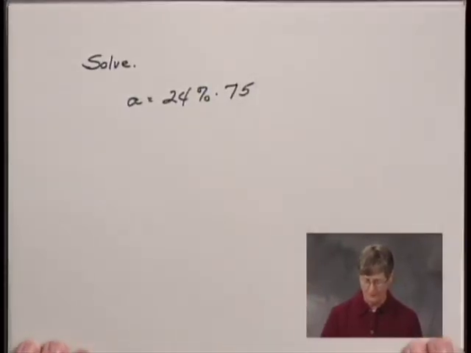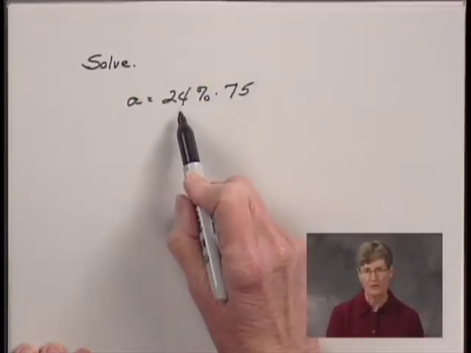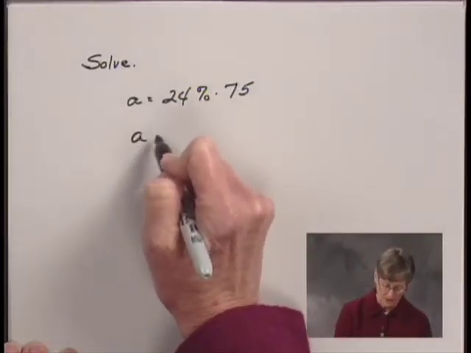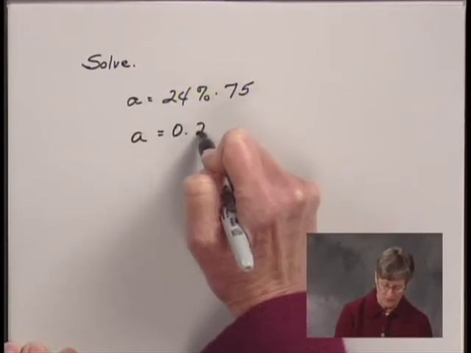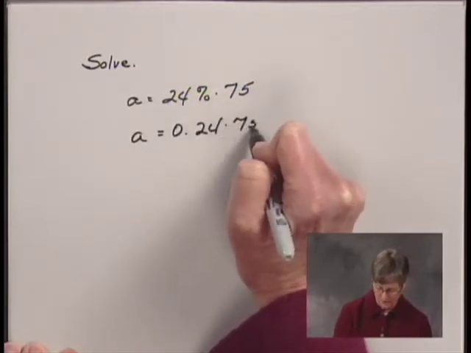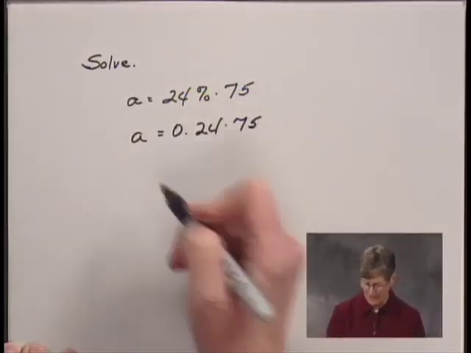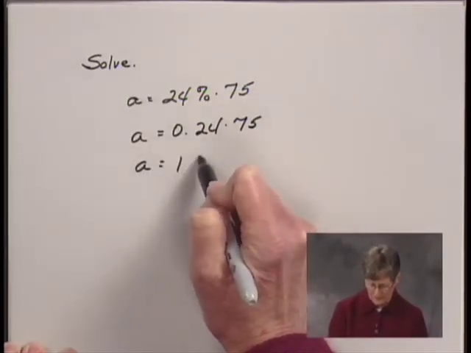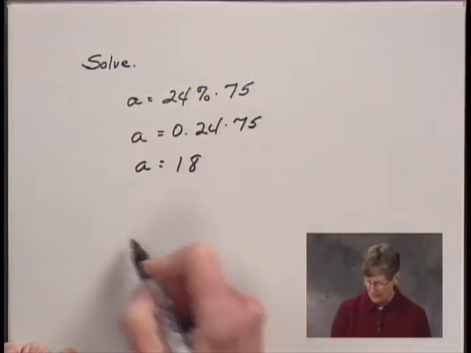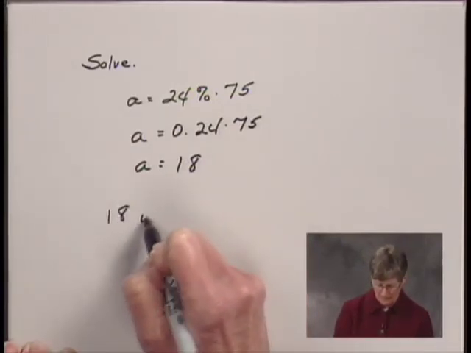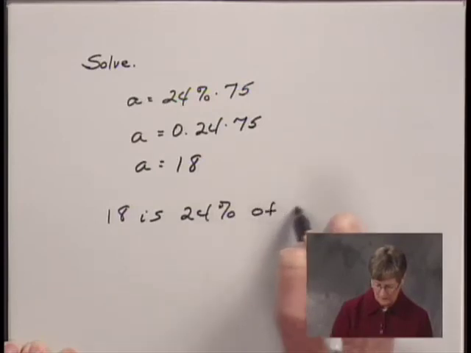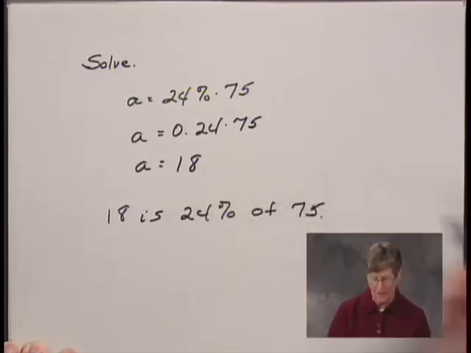Now let's go ahead and solve that equation. To do this, we're first going to convert 24% to decimal notation, and then we'll do the multiplication. So we'll have a equals 0.24 times 75, and when I carry out that multiplication, I get a is equal to 18. So we can say that 18 is 24% of 75. That answers the question that we were asked.